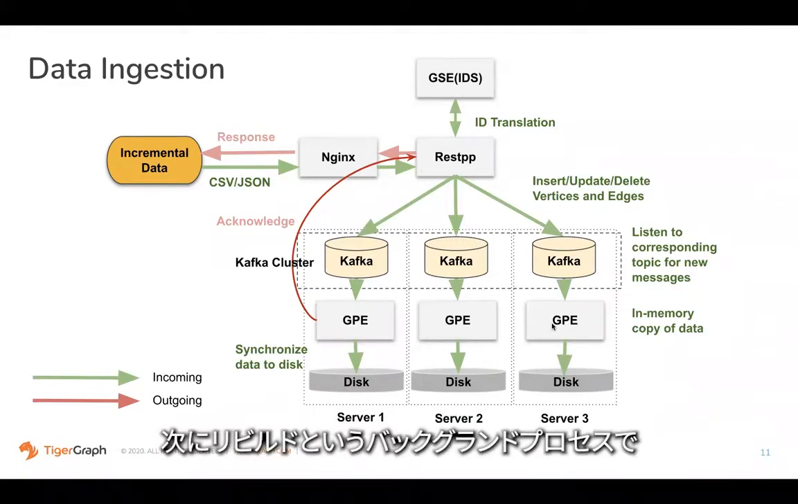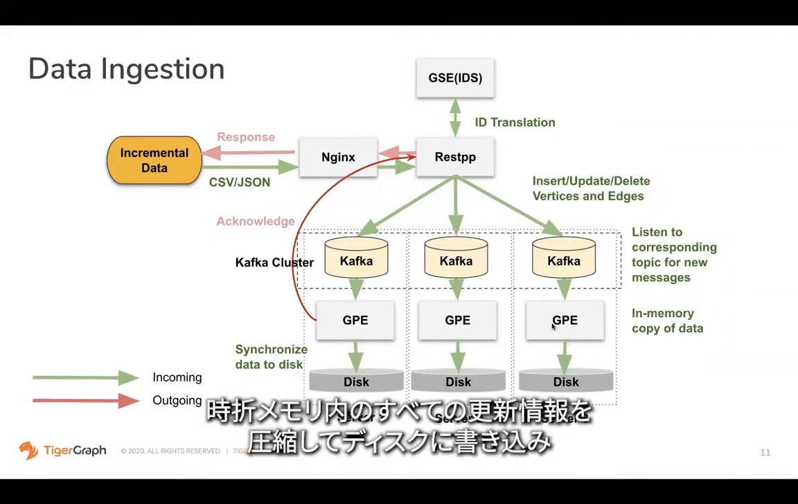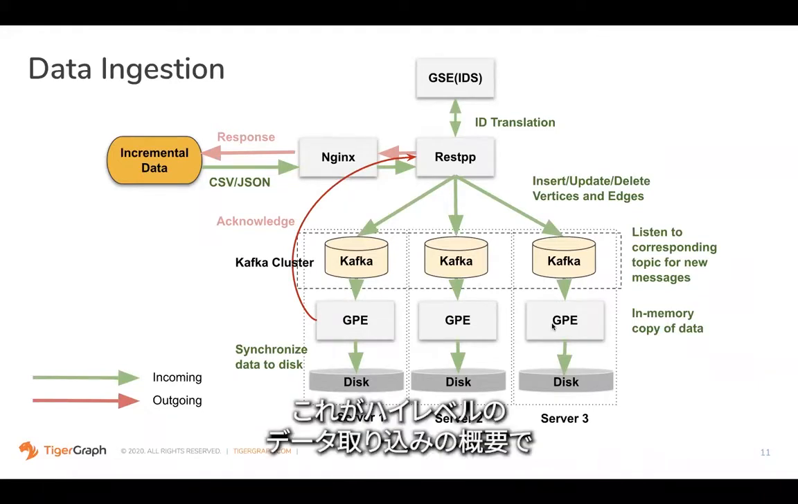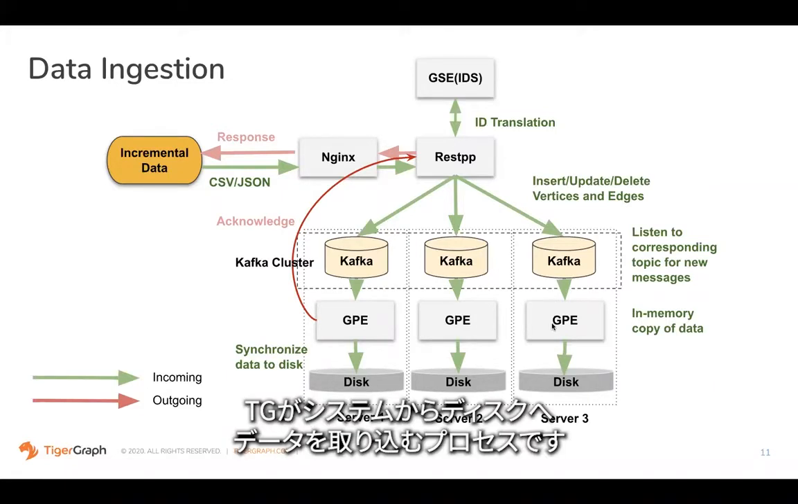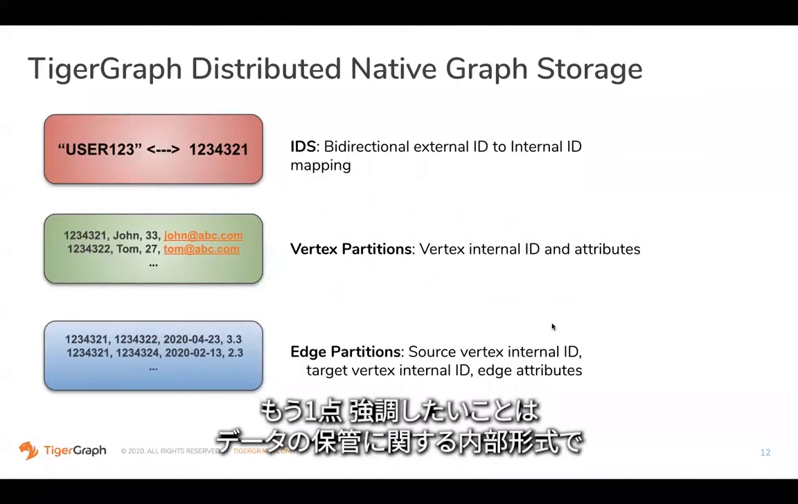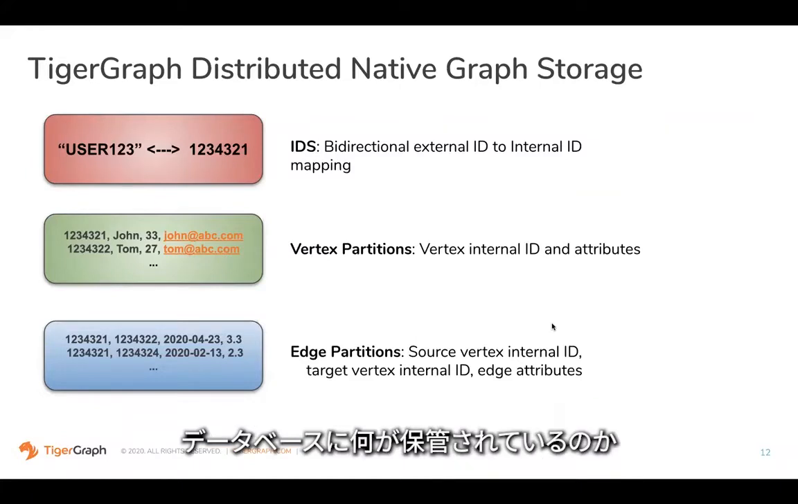And then we have a background process called rebuild that from time to time compacts all the updates in memory and writes to the disk so that the disk and memory are in sync. So this is kind of the high level overview of how an ingestion request would go through the system into the disk.